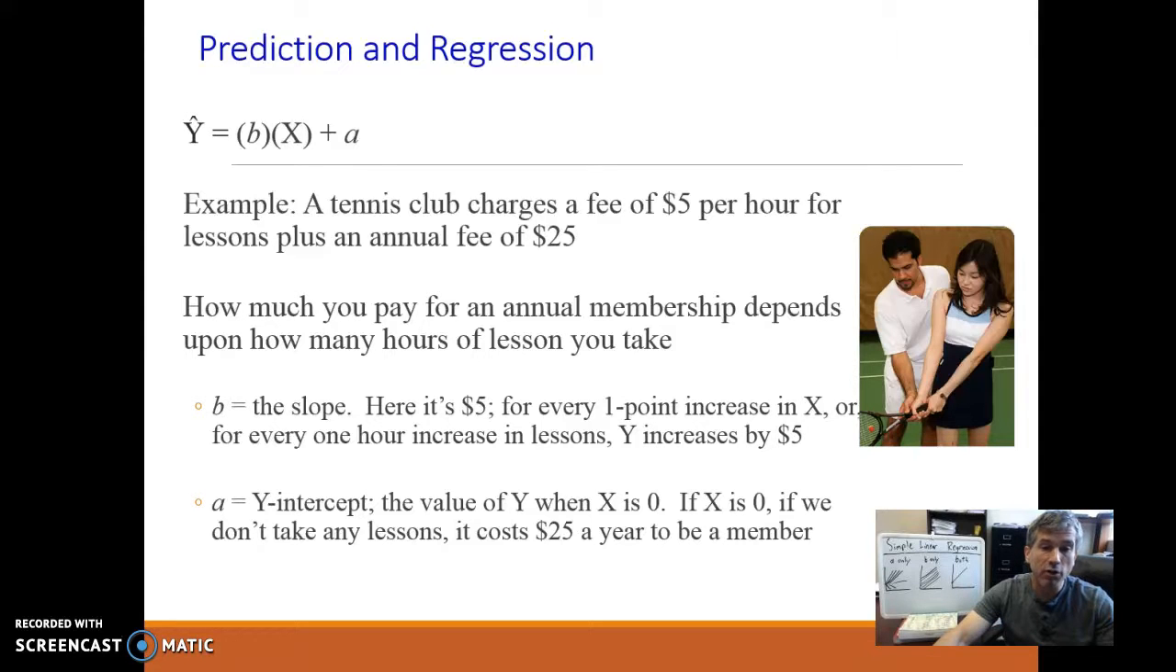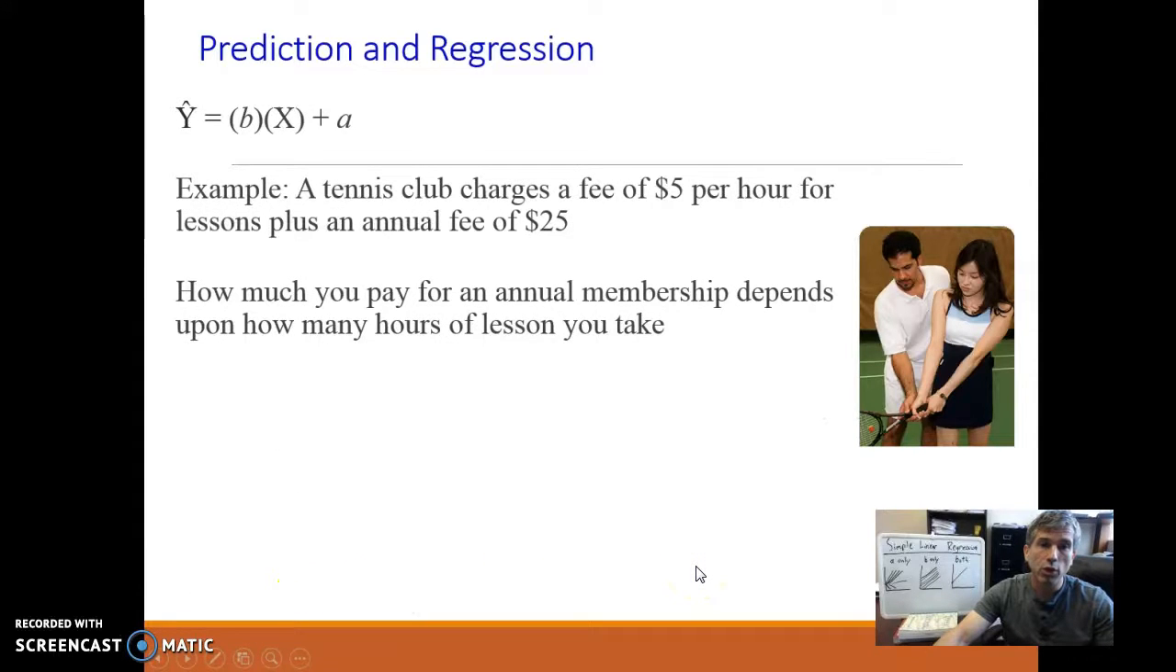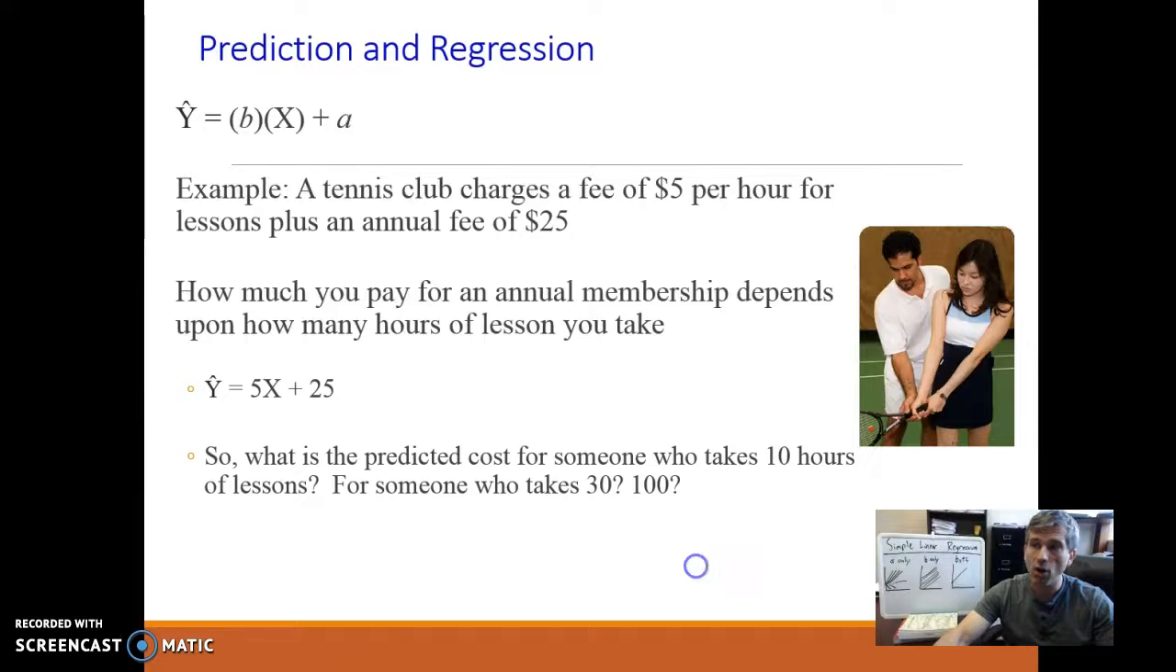So $25 a year with no lessons at all, but for every hour of lessons you take, that cost goes up by $5. So here's what our equation would look like. Y hat equals 5 times x, and x is whatever number of hours you intend to take, plus your starting point, the $25 you pay just to join the club. So you could plug in any number of hours of lessons that you could take into there and get your predicted y, how much you expect it to cost.